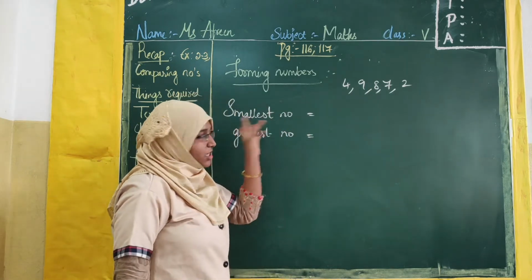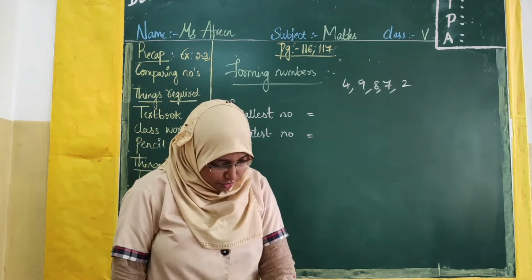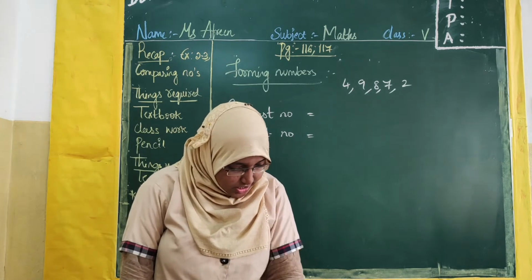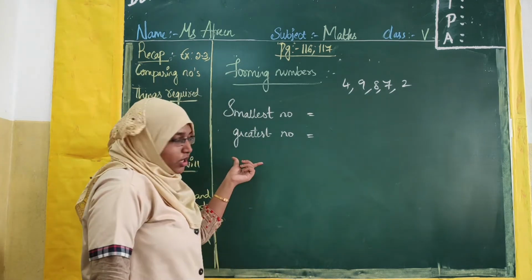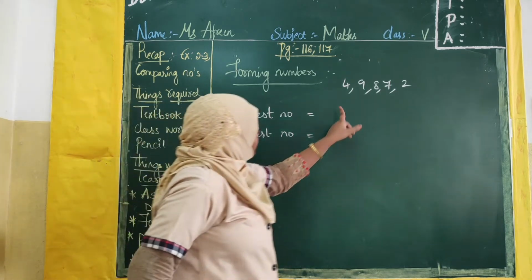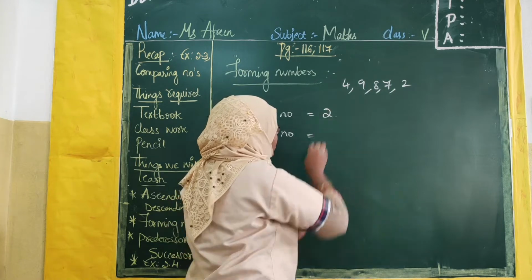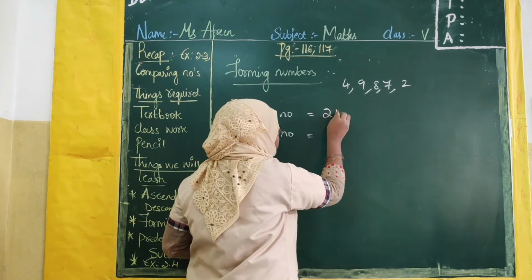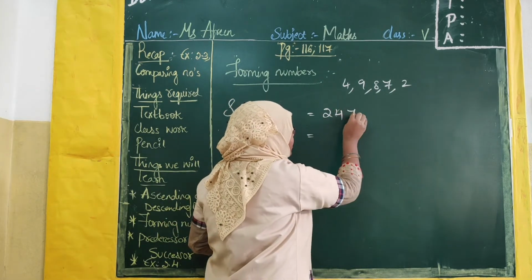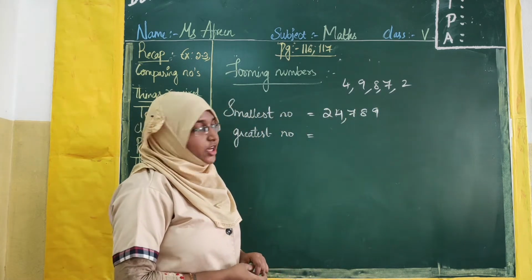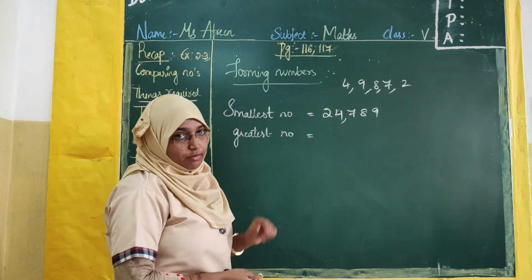Now we want the smallest number. See what they have given here: to form the smallest number using a given set of digits, arrange the digits in ascending order. What is ascending order? That is small to big. Now if you see here, which is the smallest one? 2. So we will write first 2. After 2, 4. After 4, 7, 8, 9. That is 24,789, the smallest number.